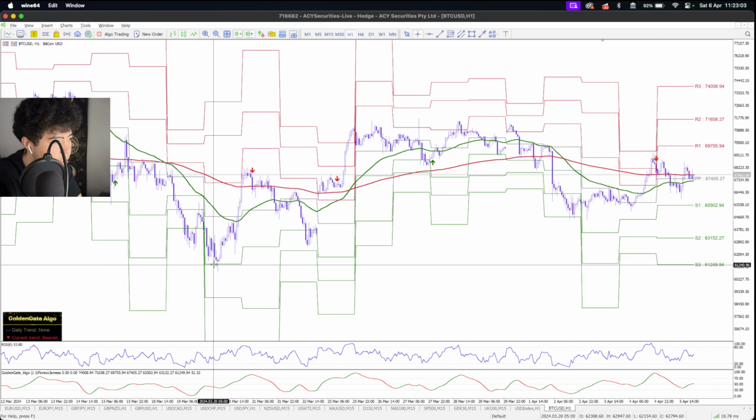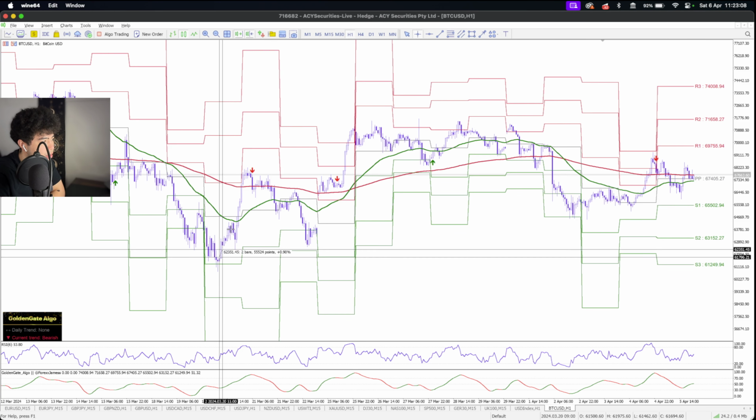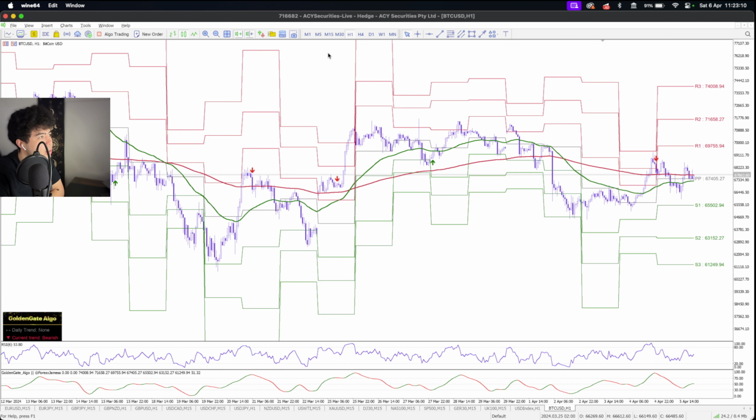Very, very nice reaction here. We had 2 wicks to the downside. We had a bullish candle, and then we had a continuation of this bullish move all the way up. So this is how pivot points work. It's just to keep in mind support and resistance, basically.